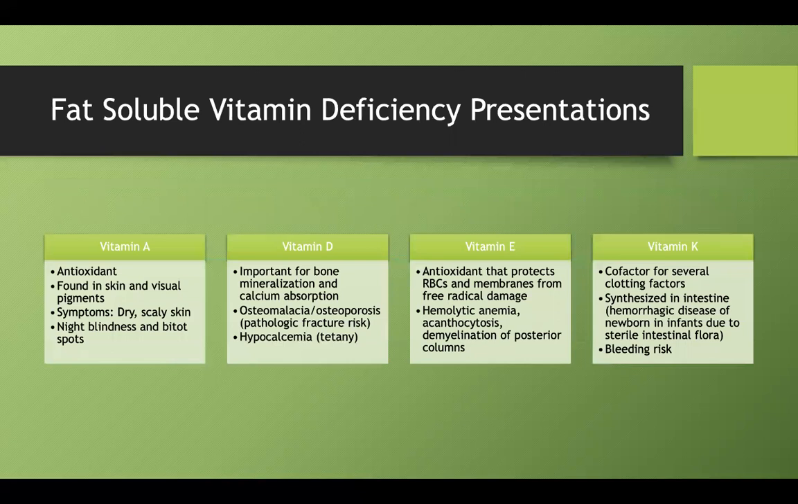So for fat-soluble vitamins, what I want you to remember is that we went over this in the small intestine, but this is just a brief reminder that vitamin A deficiency usually presents with either skin symptoms or eye symptoms. Vitamin D is classically associated with bone problems or hypocalcemia. For vitamin E, really remember hemolytic anemia. And vitamin K, just remember it's a bleeding risk because you need vitamin K to synthesize several of your clotting factors.